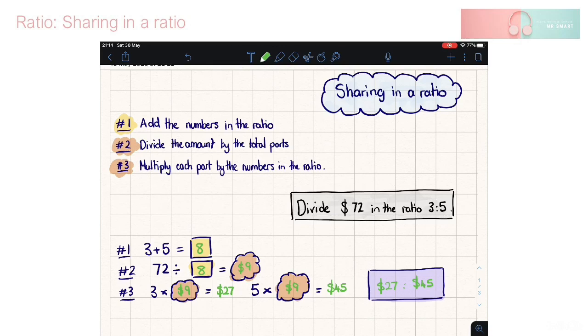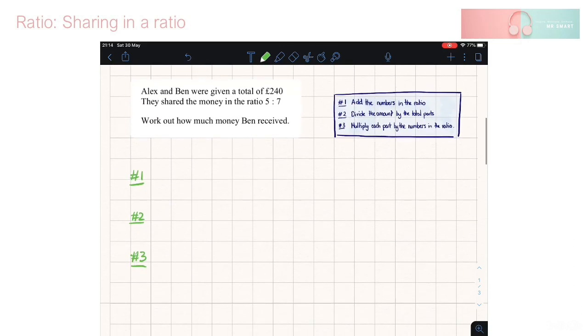Let's have a look at another question then from a previous exam. So in this question, Alex and Ben were given a total of £240. They shared the money in the ratio 5 to 7, and it says work out how much money Ben received. So we're going to follow the three-part process again. So let's start with adding the numbers in the ratio. That is 5 and 7. So 5 plus 7 equals 12.